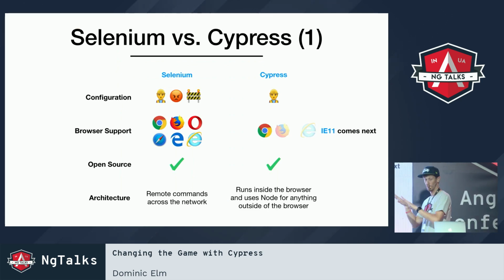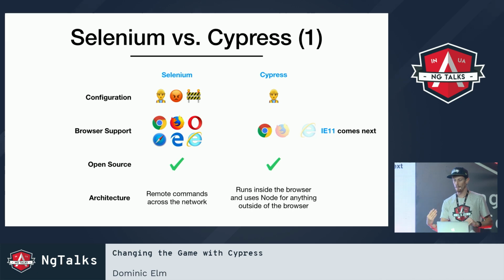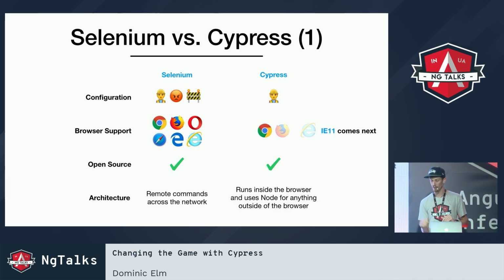When it comes to the architecture, Selenium basically uses remote commands across the network to control the browser. And Cypress runs inside the browser and uses a node process for anything outside of the browser.